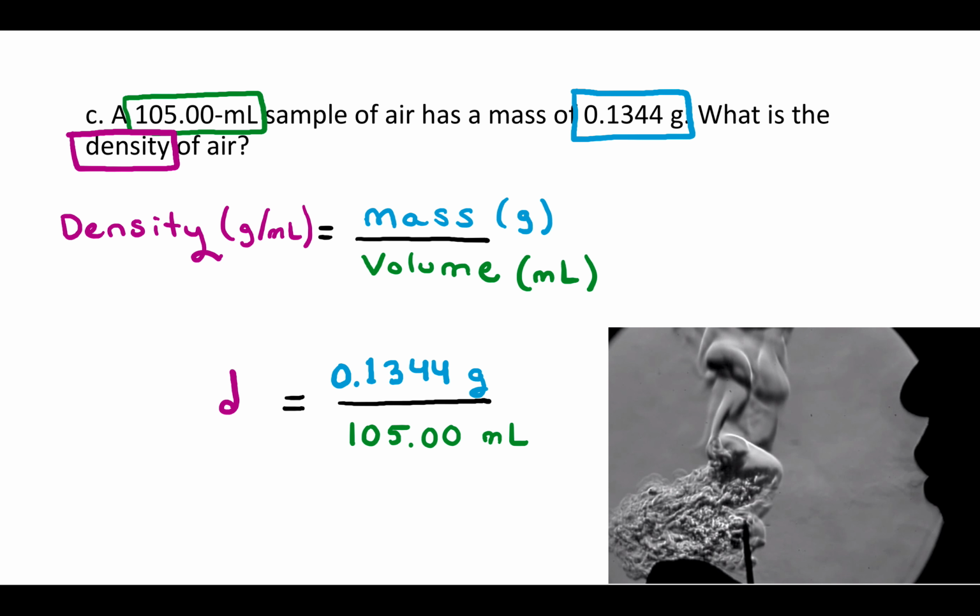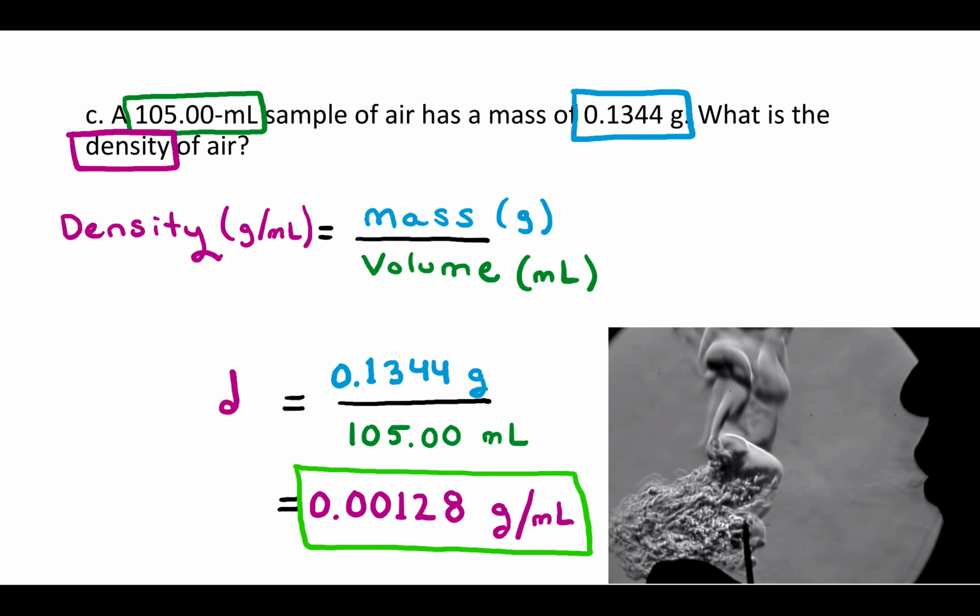I just plug those numbers into a calculator. 0.1344 divided by 105. And that should give you 0.00128. And the units will be grams per milliliter. And that's your answer.